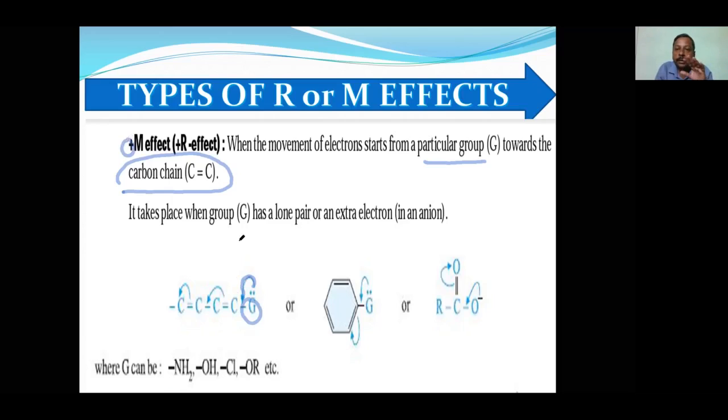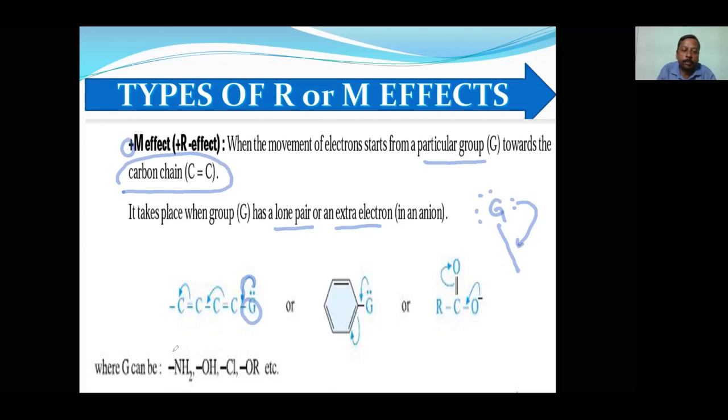Any group which adds electrons to the conjugation system or to the carbon chain, that effect is called a plus M effect or plus R effect. It takes place when it is possible. It should have a lone pair to donate, to pump into the conjugated resonating structure, or at least some extra electron. So the best way to find out is any group with a lone pair. If it has a lone pair, it is going to pump in the electrons in the form of a pi bond into the carbon chain.